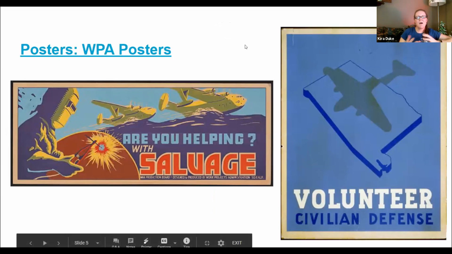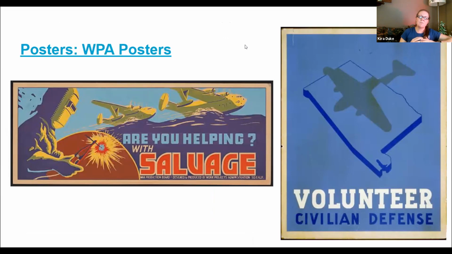And a lot of times when we think about posters that we find from those programs from that time period, we think a lot about the World War II posters that we see. And so the first two that we see on this slide, of course, are examples that we think of from those types of imagery. So we've got the one on the left, are you helping with salvage? So again, thinking about what kind of contributions people could be doing on the home front to benefit the overall war effort. And then the one on the right, volunteer for civilian defense. So again, both of these advertising ways that people could get involved with the war effort at home.